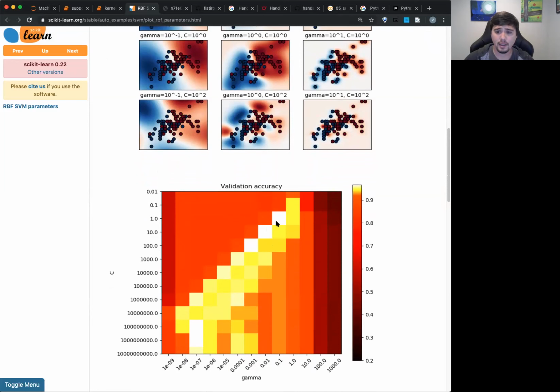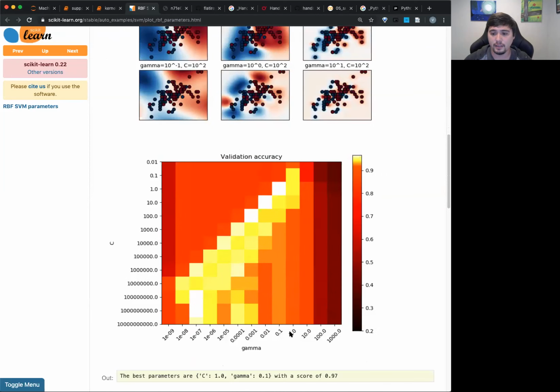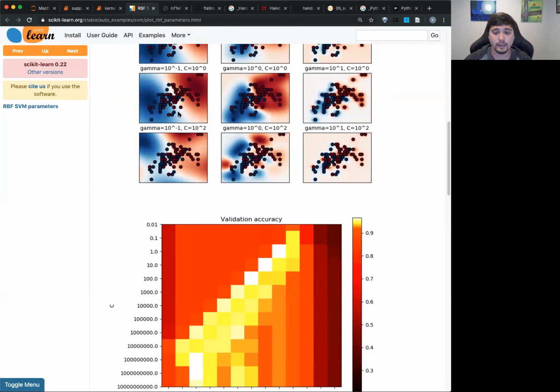And it looks like for C of 1 and gamma of 0.1, which I think is this one right here, yeah, this actually does pretty well on the validation set. You might say it doesn't look like it does very well here, but that's because we're seeing the training set on here, not the validation set.